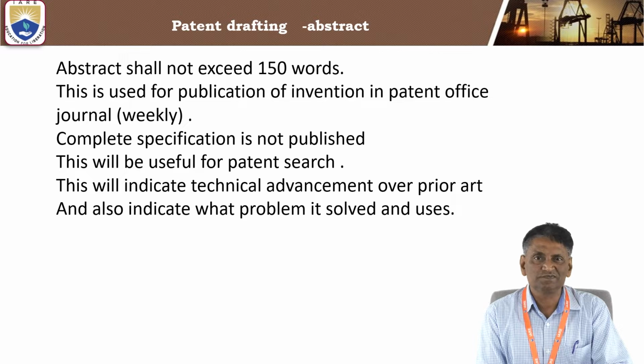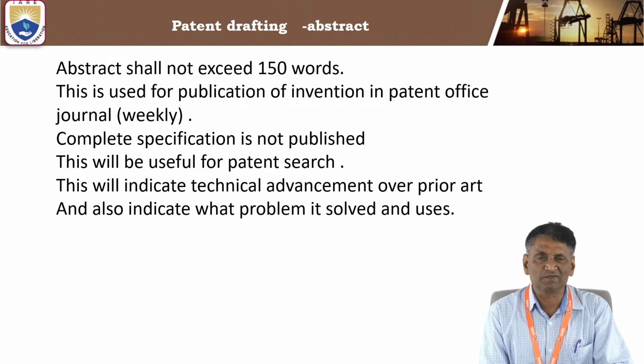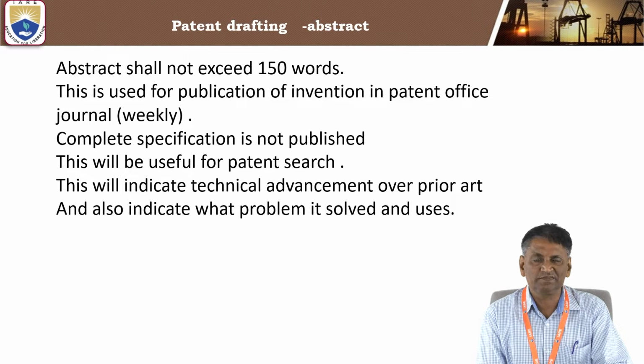This is the one which is published in the patent office journal after 18 months, normally after completion of 18 months from the date of filing a patent. But this can be advanced. This publication can be advanced by request from the patent applicant by paying a fee and applying in Form 9. Form 9 is for expeditious publication of the patent. So some fees also have to be paid.